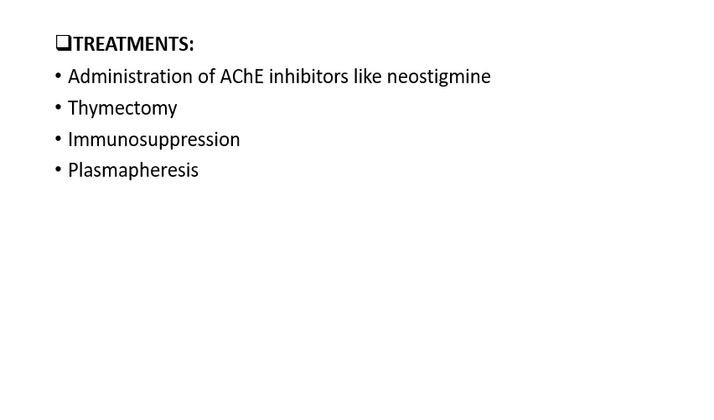Treatments of the disease include administration of acetylcholine esterase inhibitors like neostigmine. Since acetylcholine esterase inhibitors will be present, more and more acetylcholine will be available to bind to its receptors. Next treatment could be thymectomy. Thymectomy will help in reducing the number of autoimmune antibodies produced. Also immunosuppression, which will decrease the number of autoantibodies produced. Next is plasmapheresis.